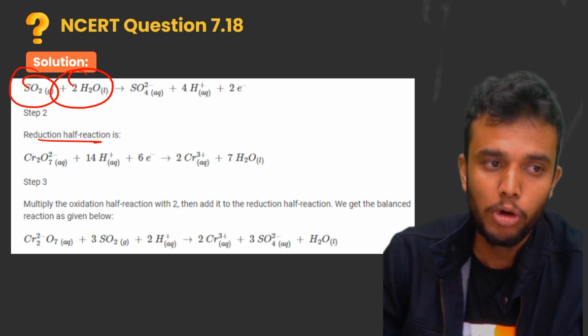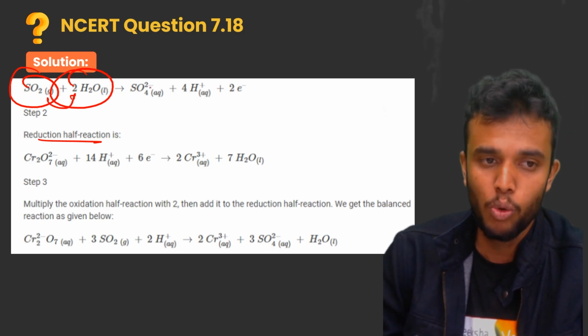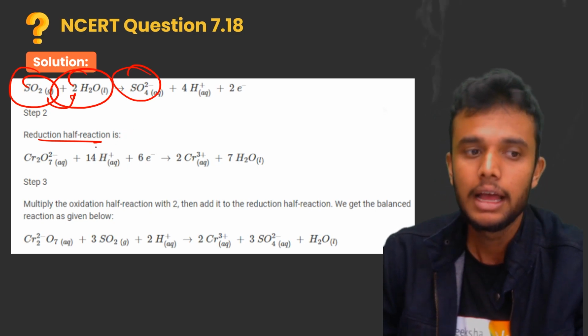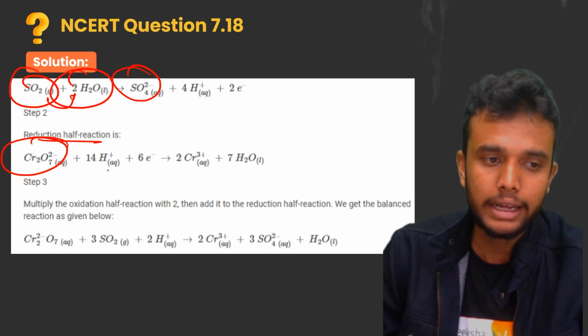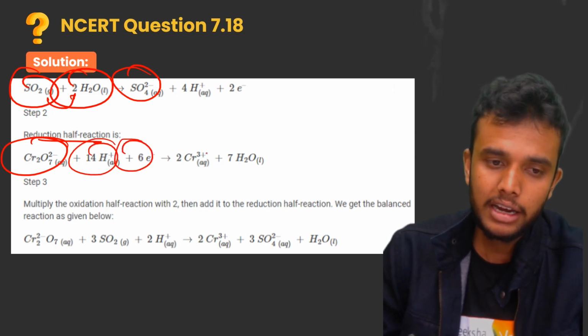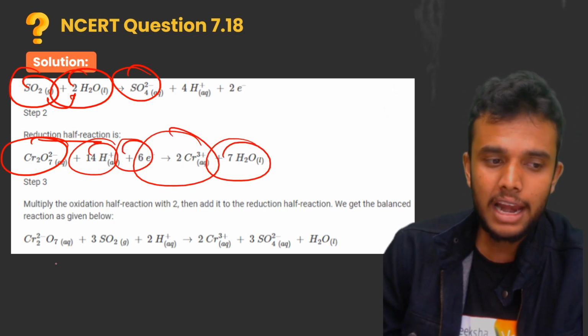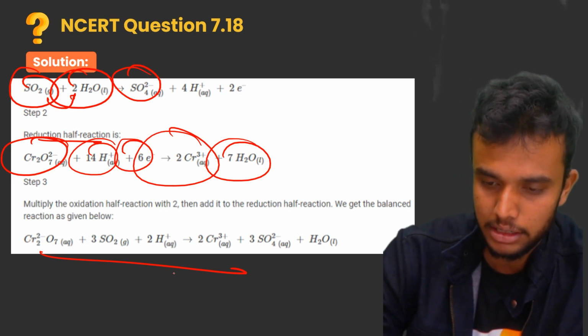Oxidation reaction: the SO2 molecule needs an H2O molecule, a water molecule, to convert to SO4 2-. Similarly, in the reduction reaction, Cr2O7 2-, 14H+, and 6e- are converted into chromium ions and water. Then write all the reactions, add both, and you get the answer.